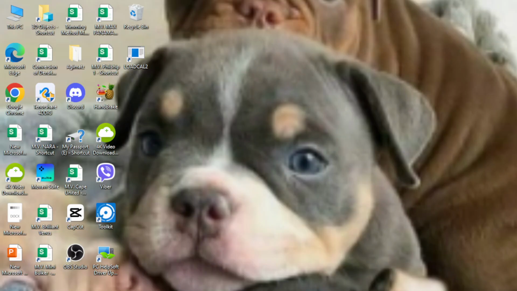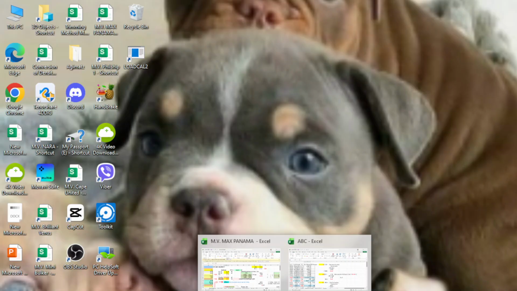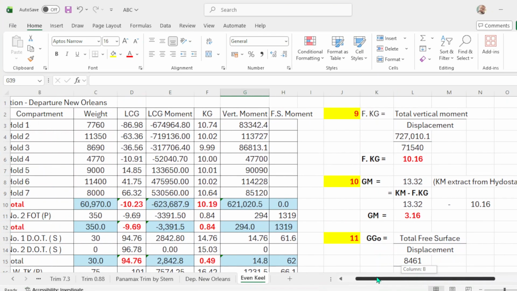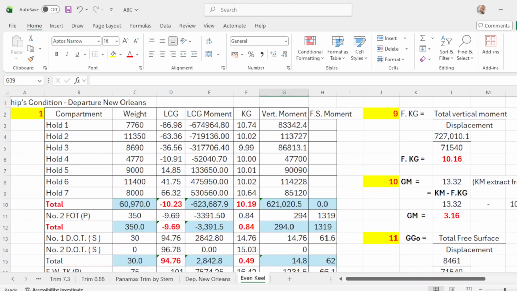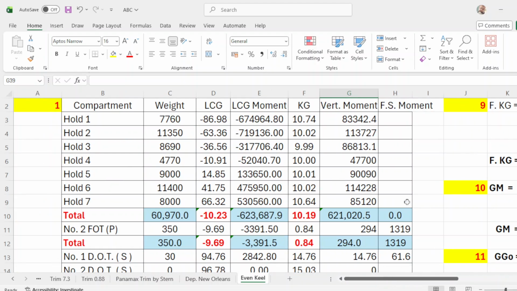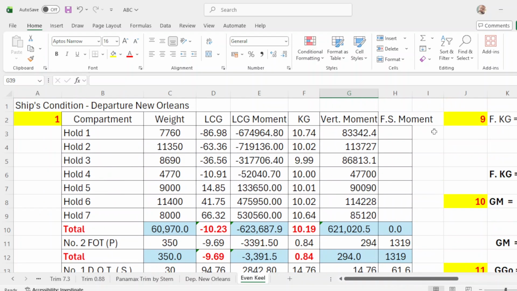So I'll start with this one. Okay, let's make this a little bigger. So ship's condition, departure in New Orleans. And for example, cargo is loaded in number 1 of this figure of 7760.